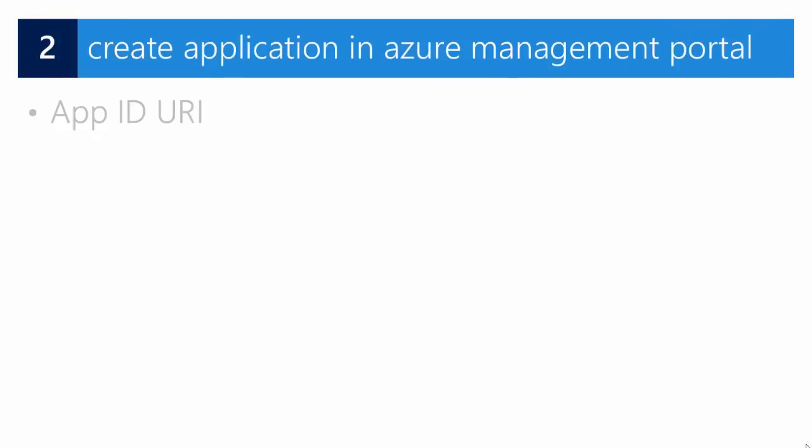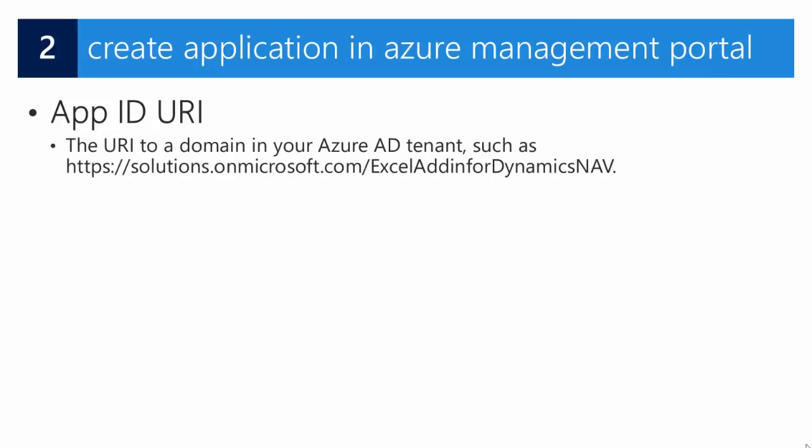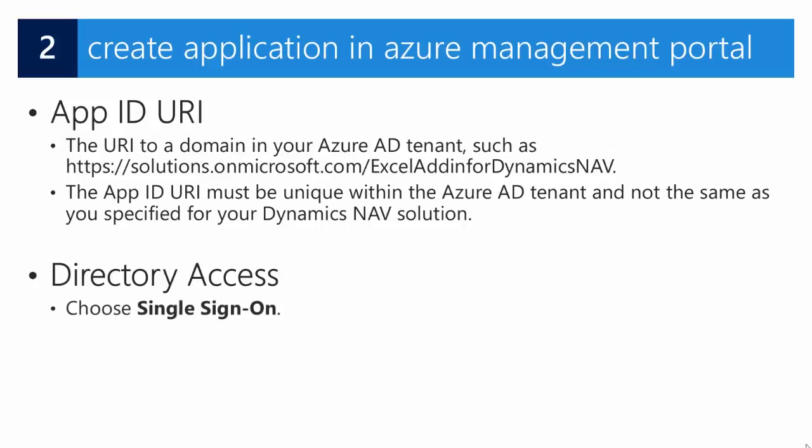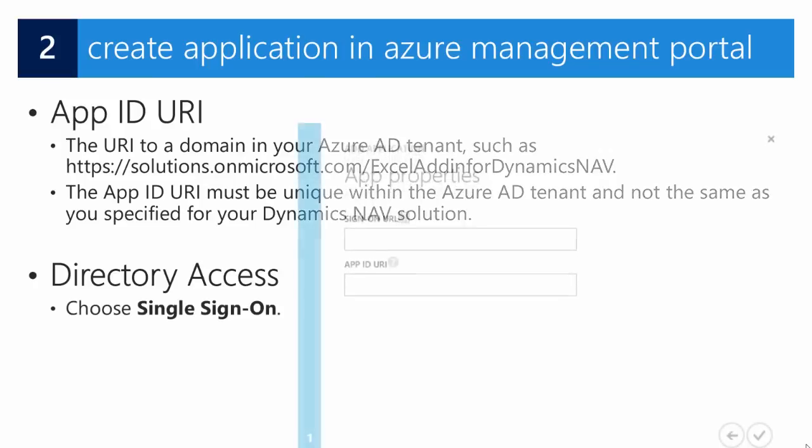In the screen where we enter the app ID URI, you enter a URL to access your Azure AD tenants. And the URI must be unique, so you can't have two applications with the same URL, or two tenants with the same URL. For directory access, we need to select single sign-on.